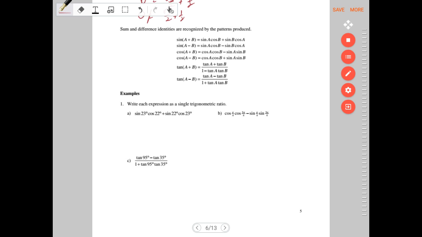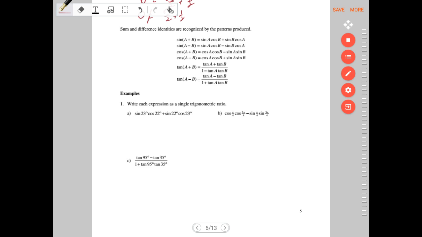And tan has got its own thing going on there. So tan of (a plus b) is tan a plus tan b, over 1 minus tan a times tan b. So it has 1 plus and 1 minus. The same sign goes on top as what's given on the left side. Again, no worries about memorizing this. You find it all on your formula sheet. Again, the key here is recognition of the pattern.